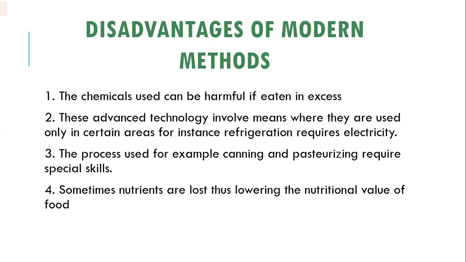The second one is that this advanced technology involves means that are used only in certain areas. For instance, refrigeration requires electricity. So places where there's no electricity, you can't use this kind of method. The third one is that the processes used, for example canning and sterilizing, require special skills. Not just any individual can carry out this kind of process. So it requires special skills, and that's why it can be carried out maybe in industries only, and an individual cannot do it simply by himself.